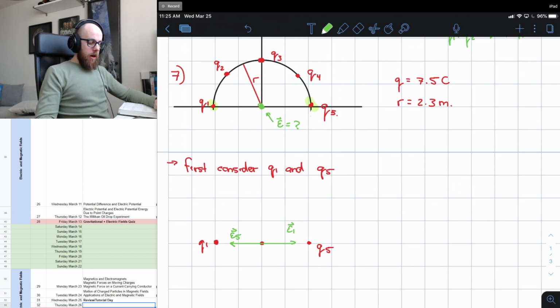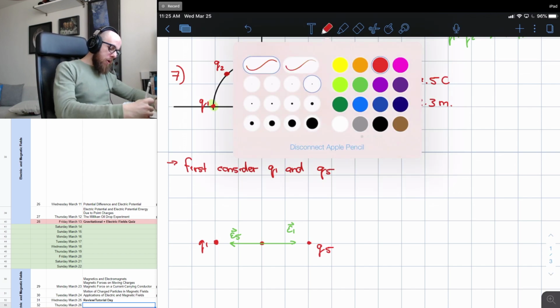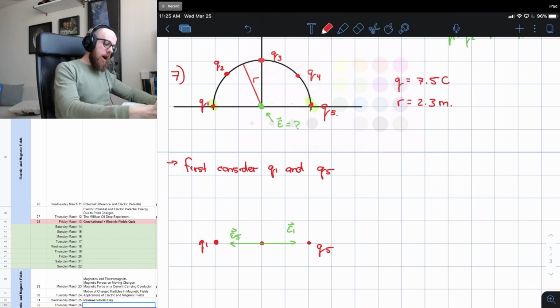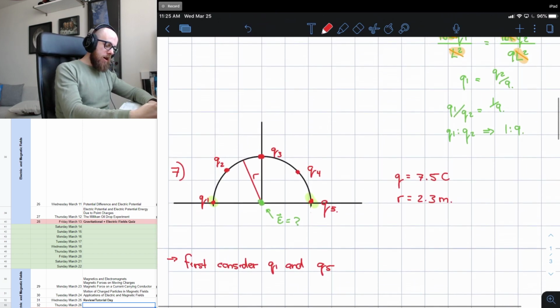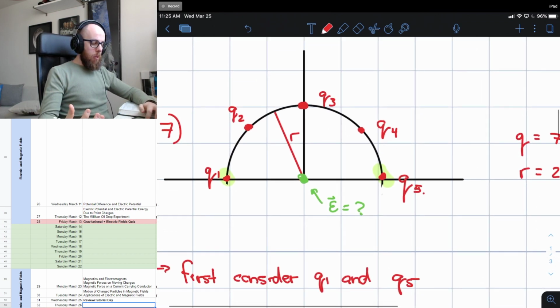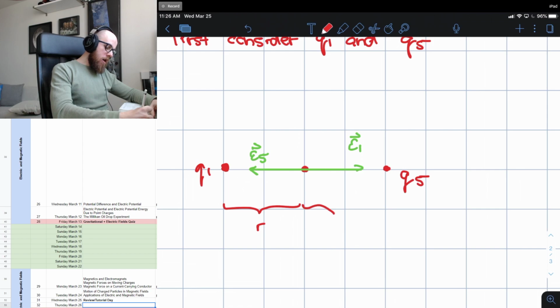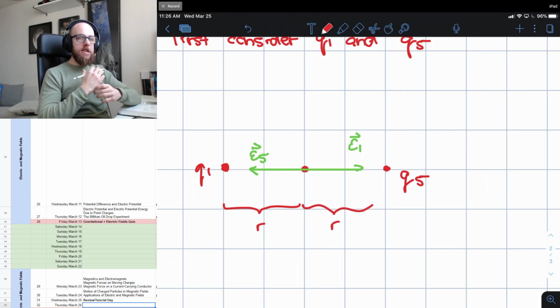However, there's a crucial bit of information here. Since both of these charges are spaced around the semicircle, and the radius of that semicircle is always r, what that tells us is that both Q1 and Q5 are a distance of r away from the origin. They're both equidistant from the origin.